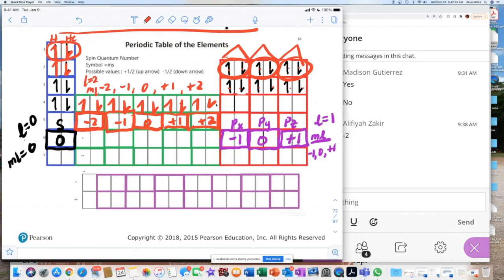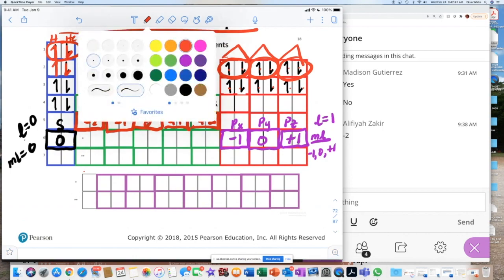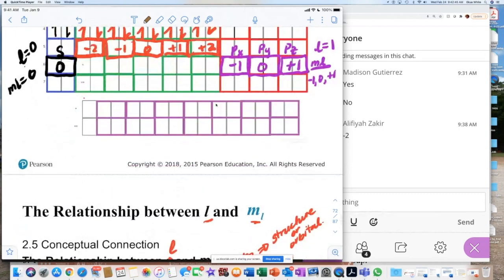And when it comes to this block down here, the F block, let me use brown color, why not? Let me see, I have 1, 2, 3, 4, 5, 6, 7, which is expected. Here we have the L is equal to 3. So though they're not asking you that, this is more like a review, right? Here we know L is 3. So if L is 3, then the possible m sub L values start from negative 3. This would be negative 3, negative 2, negative 1, 0, plus 1, plus 2, plus 3.